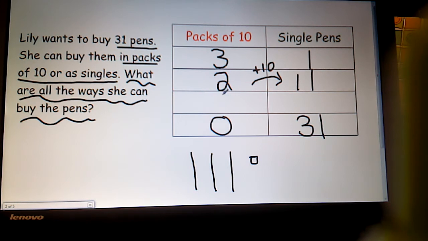Lastly, I can see that the number here is 1, or if I had 1 less pack of 10 as before. And now I have to again add 10 more to my single pen number to find out how many pens I could have on this side. Looking at the pattern here, I can see that all my other numbers end with the digit 1 in the ones place, and 2 would be my last number. These are all the different ways that she can buy pens.